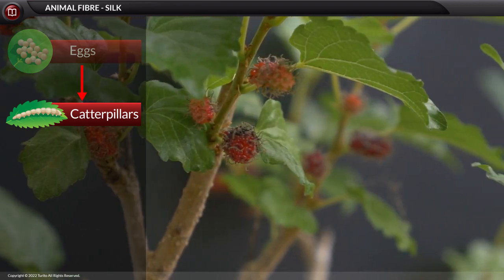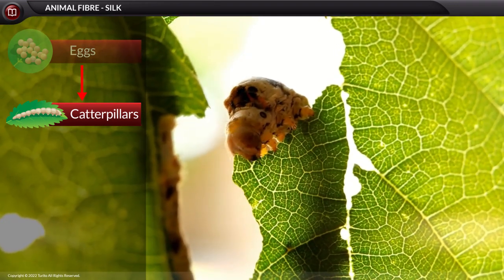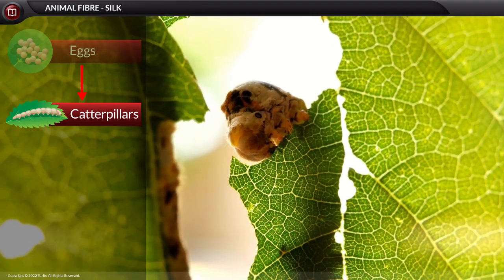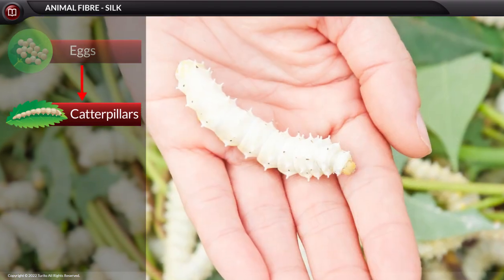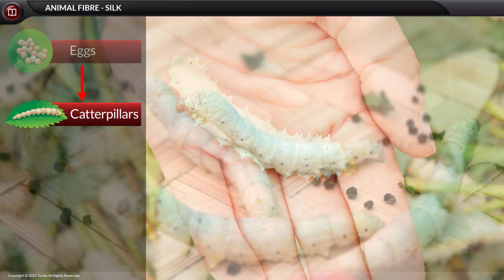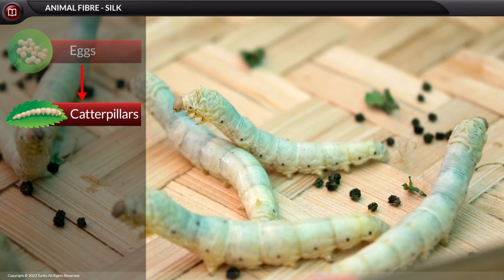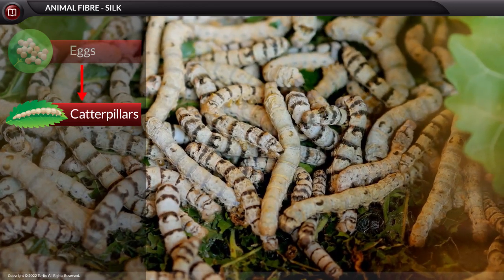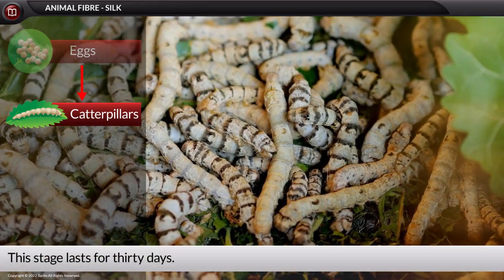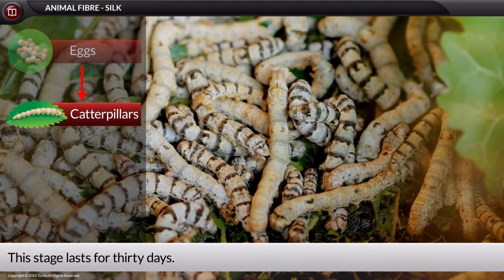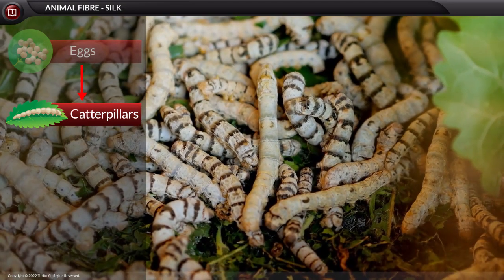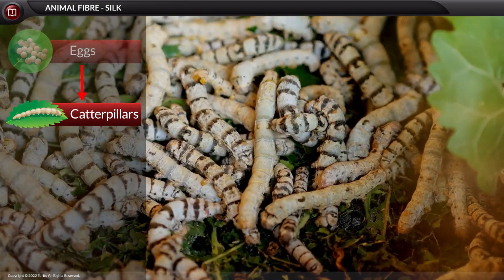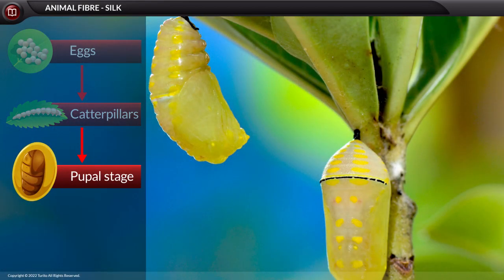In the season of mulberry leaves, the caterpillar, or the larvae of the moth, feed on the leaves and grow. The caterpillars are placed in a bamboo chamber with a twig added to it, and freshly chopped mulberry leaves are added to the tray. This stage lasts for 30 days. In the next stage, the caterpillar turns into the pupal stage.